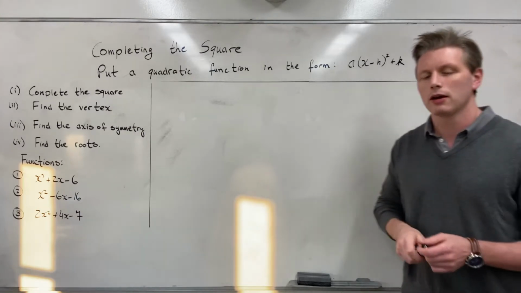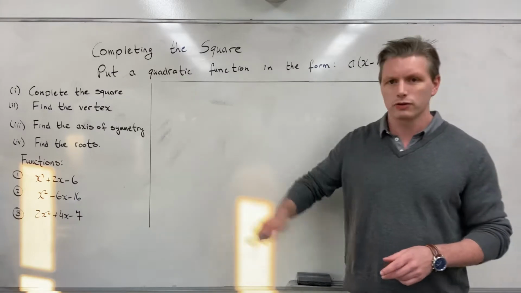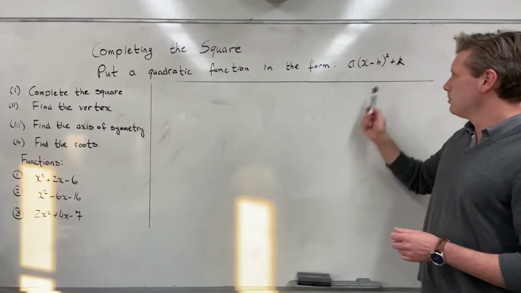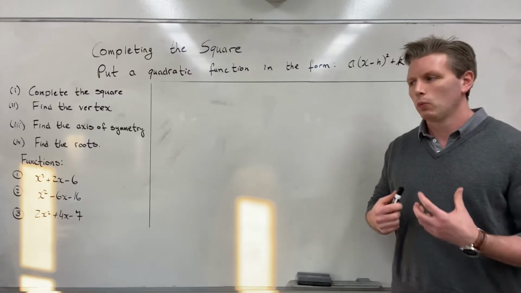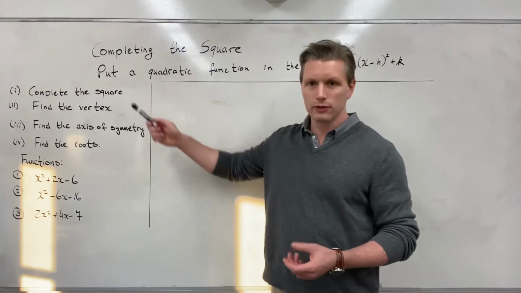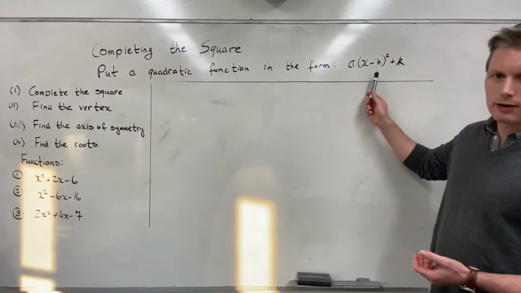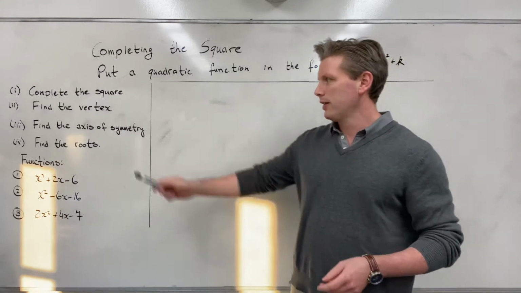So we're going to take quadratic trinomials. We have our three functions over here, and we're going to rewrite them in this form. Once they're rewritten in that form, we're going to answer these questions. The first thing we're going to do is complete the square. That means we're going to write it in this form. That's what it means to complete the square. Then we're going to find the vertex.